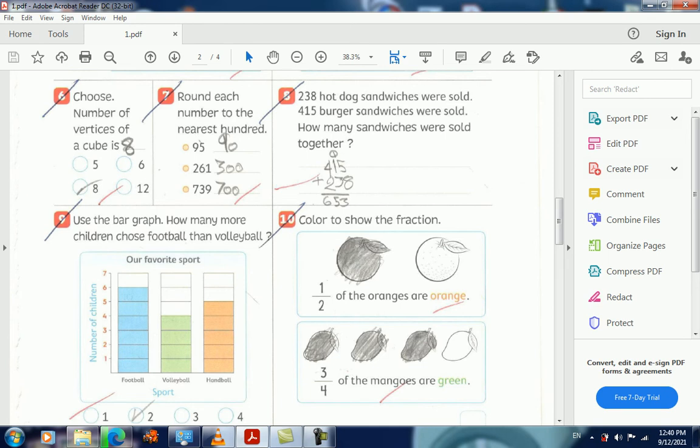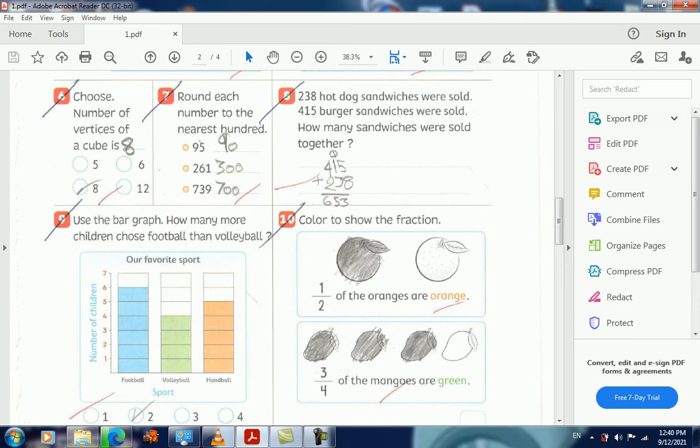Okay, then 261. Alright, we look at the 6, strong number, so 261 is rounded to 300. Then 739, oh, the 3 is a weak number, so the number will drop to 700.